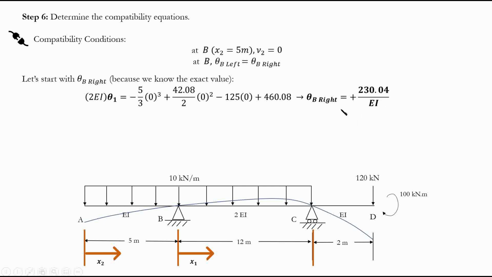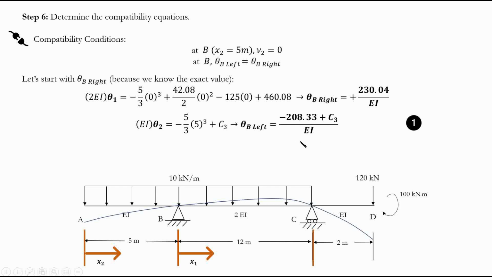Now I can start solving for portion AB. I can say theta B left, which is here, we had 5 over 3 times 5 to the power 3 plus d3. This is the equation that we had on the previous page. So here we are going to have this value for theta B left.